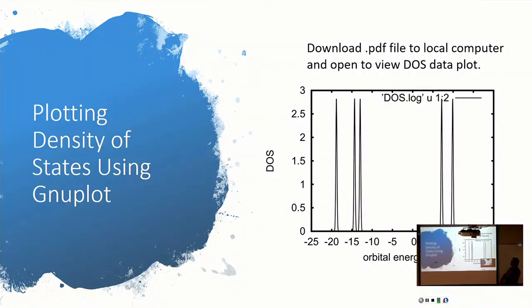And here I have created the density of states function for H2O. I cannot measure the band gap, but this one is the conduction band, this one is the valence band, and the gap between the conduction band and valence band should be the band gap. So that, and we have plotted that using the GNU plot software.